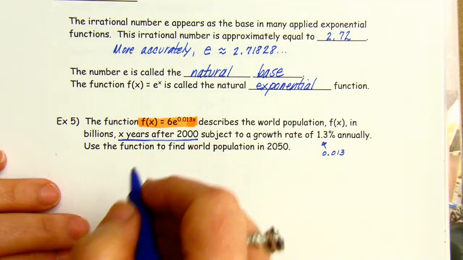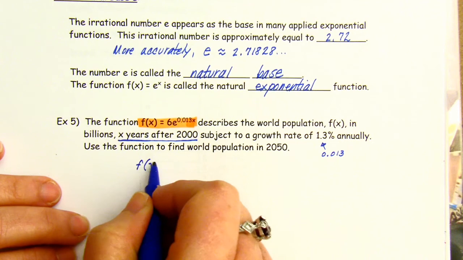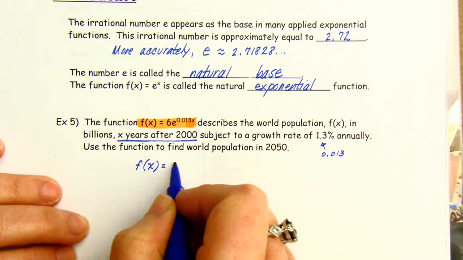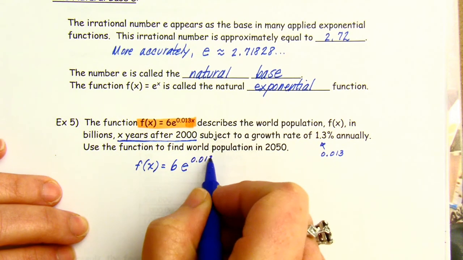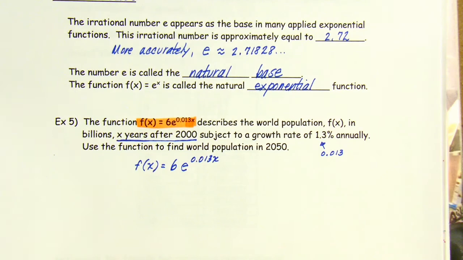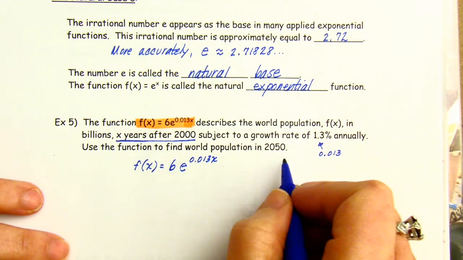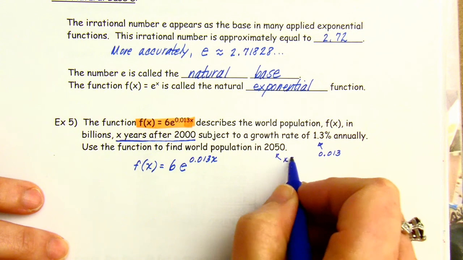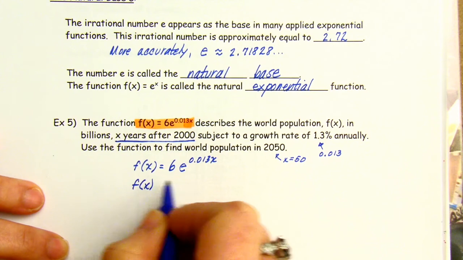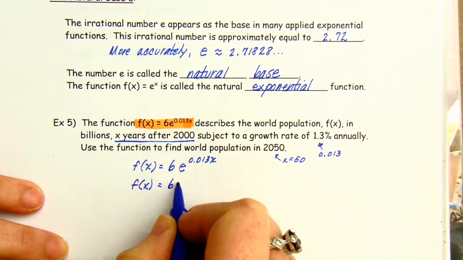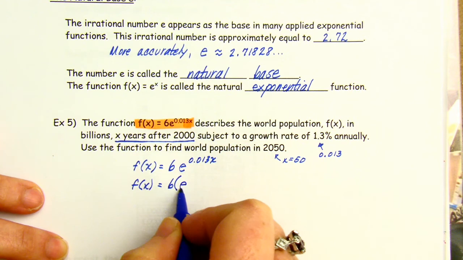Use the function to find the world population in the year 2050. So we have to use our given function, f of x equals 6 times e to the 0.013x. We can find our x because we know x is years after 2000. So if we're looking for 2050, then our x value is 50. So we substitute 6 times this thing raised to this power.